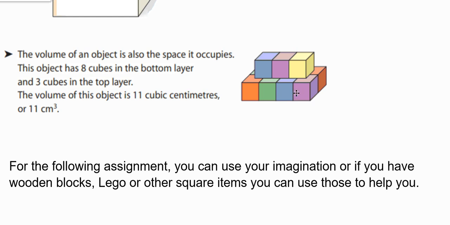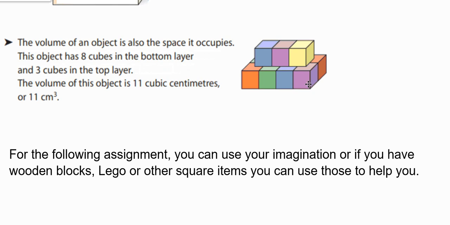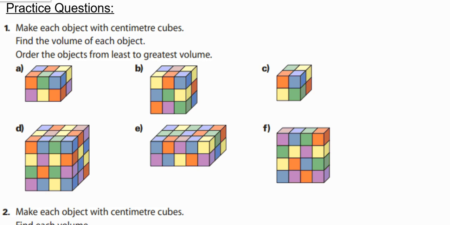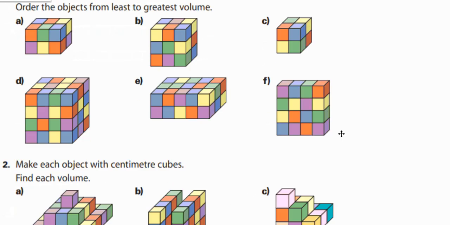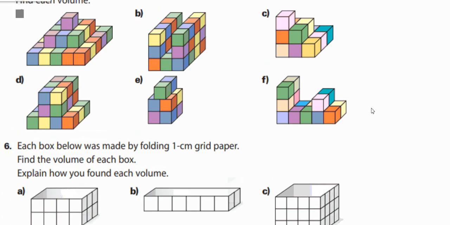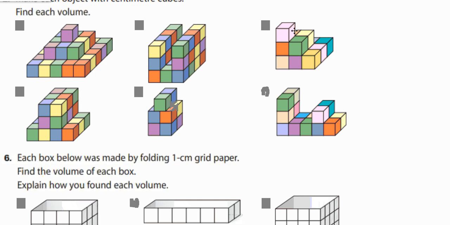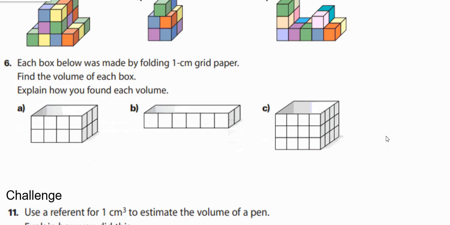Now, for this assignment you can do what I did, where I counted and sort of had to reason it out a little bit. If you have square items, go grab them. You won't necessarily need them, but they will help you as we move into our practice questions. So here, try and determine the volume of each of these shapes. These ones you should be able to figure out based on the drawings. Some of them you'll have to guess a little bit. You don't quite know what's going on in the back corner, but make your best guess as you go through.